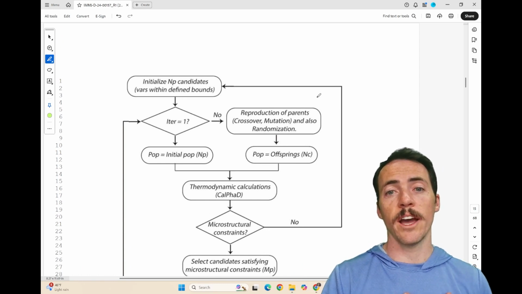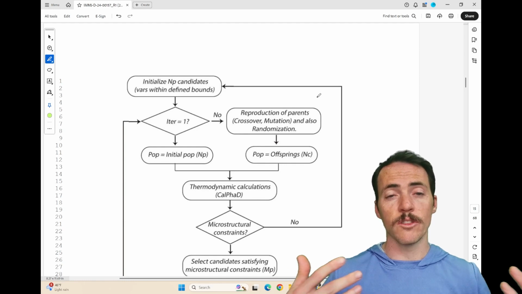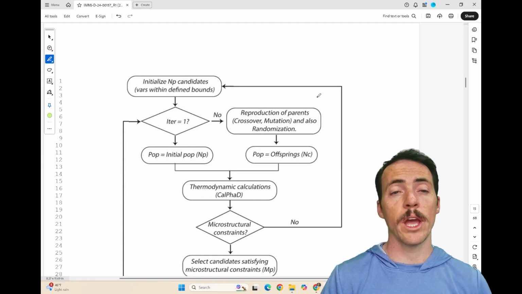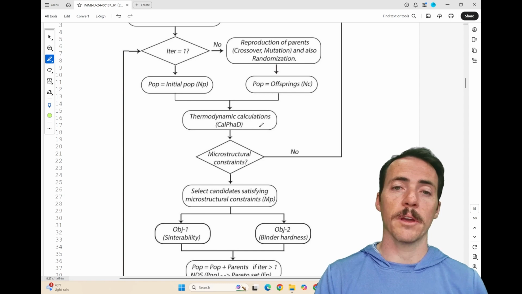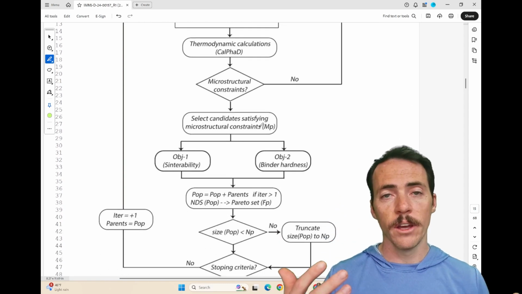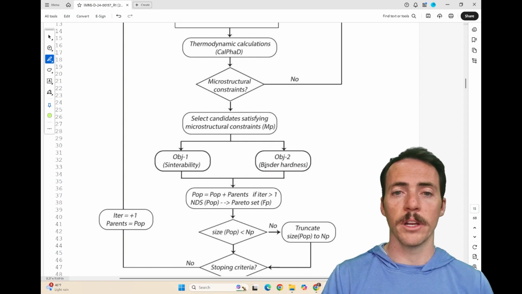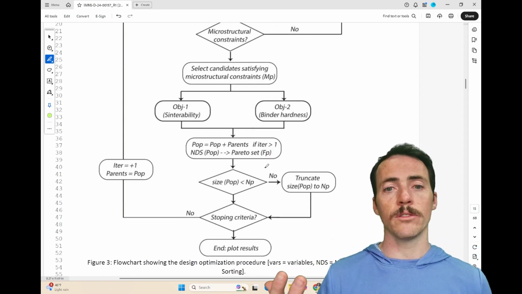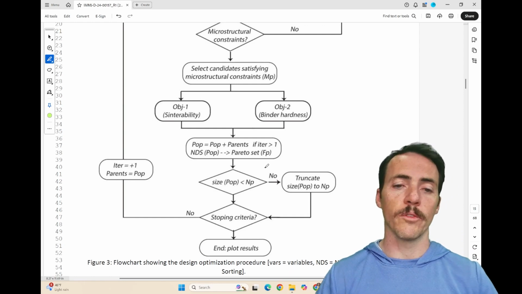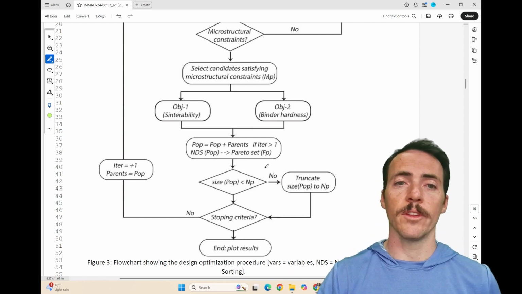So at this point, you can now have the parents do crossover, mutation, randomization. This is the reproduction part, which is going to create new offsprings. You ask them, do they meet the thermodynamic calculations? If so, right, they've got the right phases present. Now you assess their sinterability, binder hardness, and you repeat this process until you've reached your stopping criteria in terms of the size of the population, number of iterations, or having the right properties of interest. And then you can plot these.